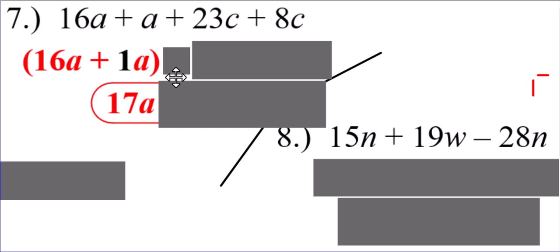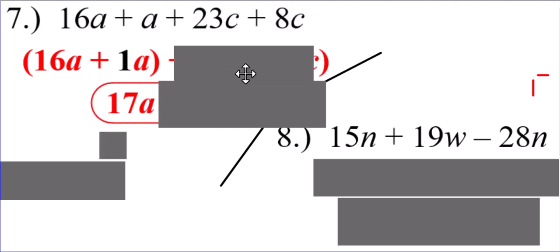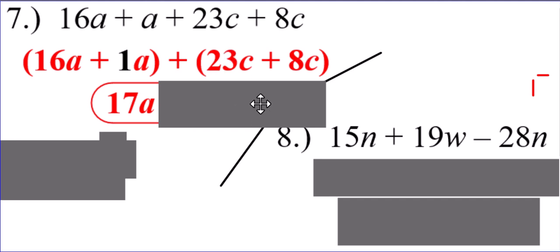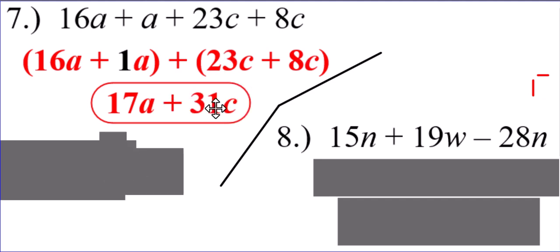Now, there's obviously more. 23c and 8c, they're like terms. So add them together, and you'll get 31c. Now, if you're asking yourself, Mr. Underkoffler, do I have to show the step underneath? You could have put the 1 on the a on the original problem. You could have put the parentheses on the original problem. So honestly, number 7 doesn't really need a middle step of work. You could do this middle step on the original problem, and that would be totally fine.